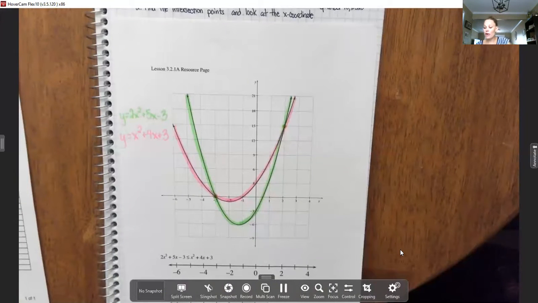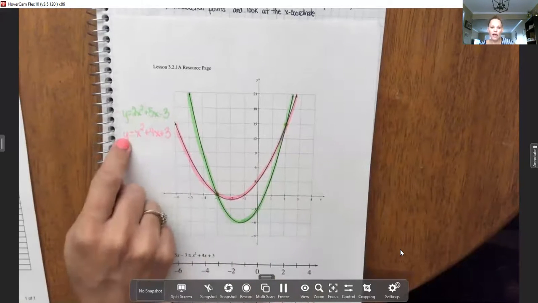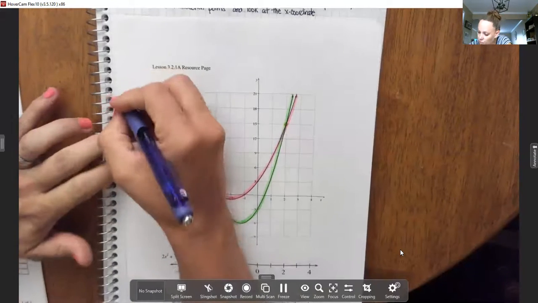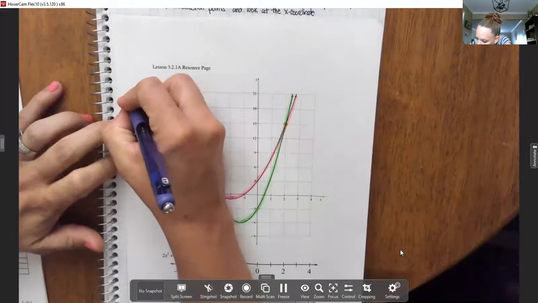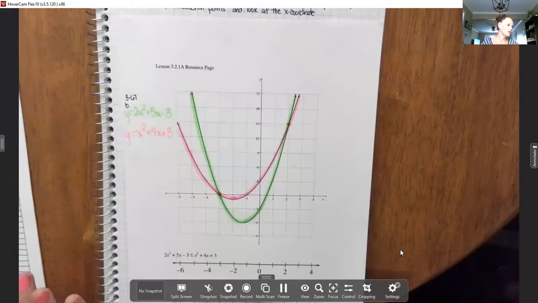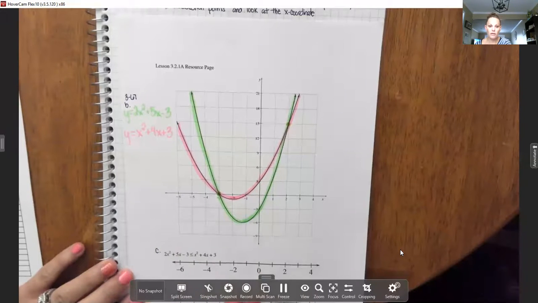So again, the book says, how do you decide which graph matches which? And you can do two things. You can look at the y-intercepts, you can look at the a value, or you could have plugged points in to see which one matches up. So this is 3-67, this is part B. And then this here is part C.